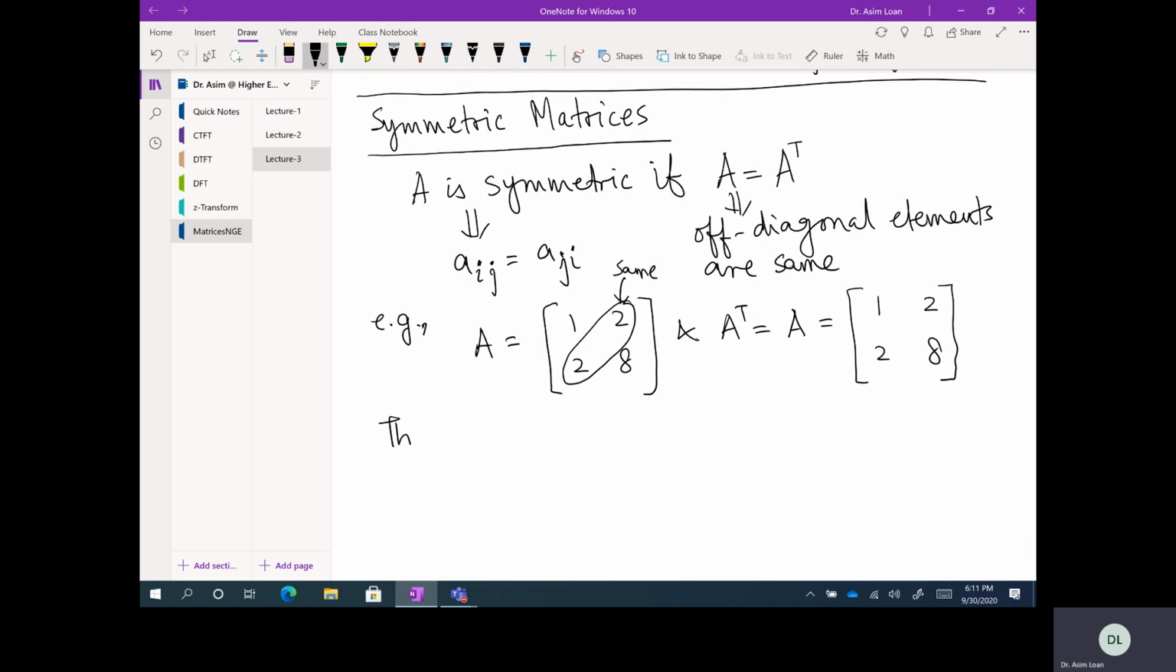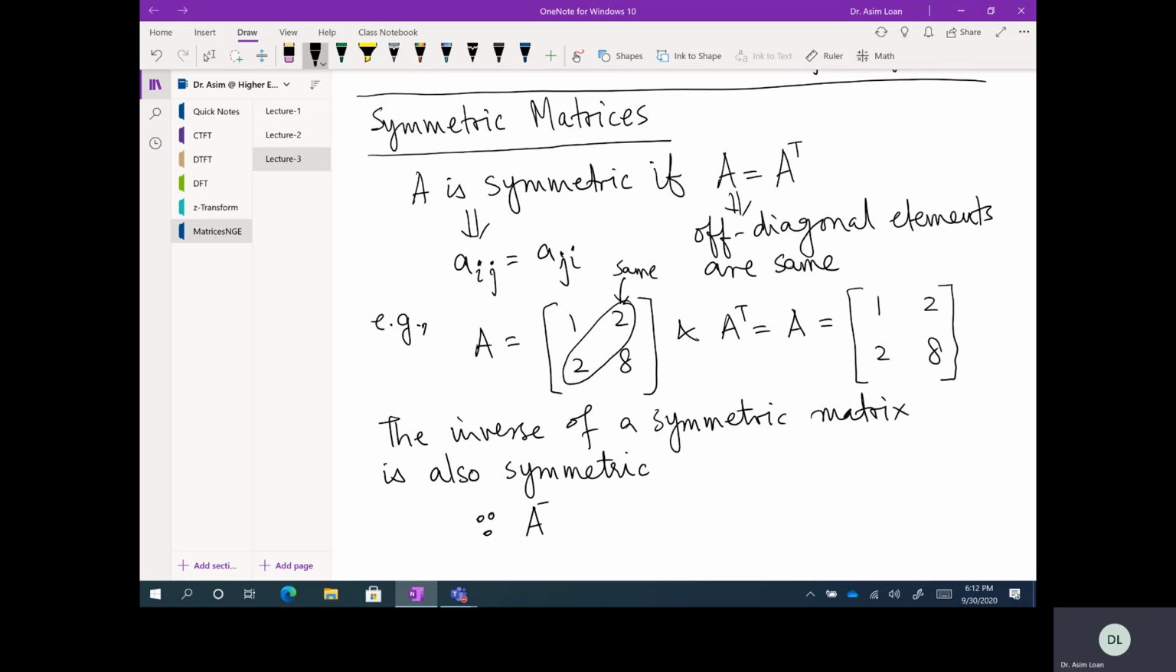The inverse of a symmetric matrix is also symmetric. And how do you prove that? Because (A inverse) whole transpose equals (A transpose) inverse, which is equal to A inverse.